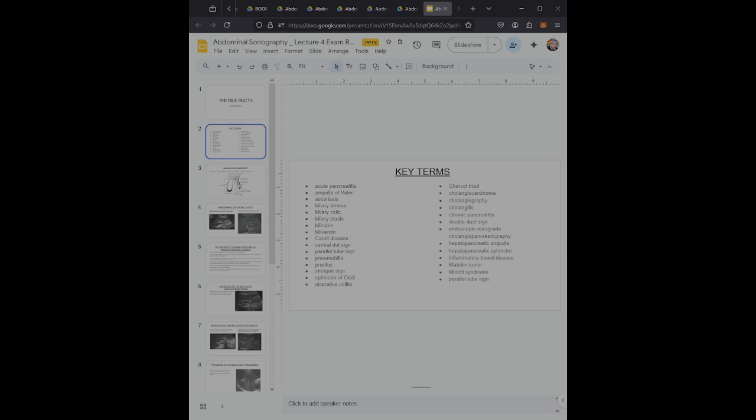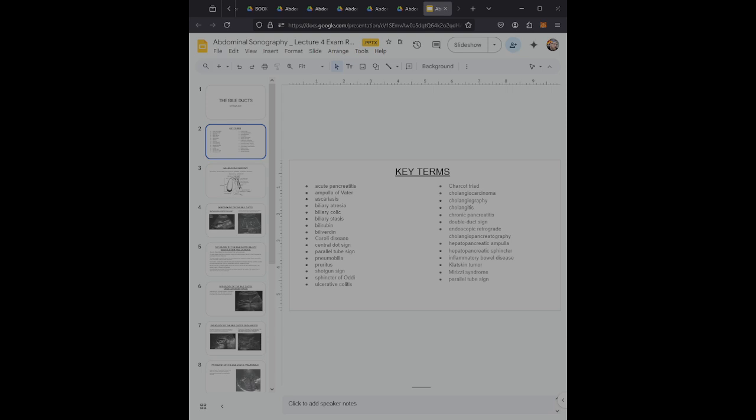Ascariasis is an inflammation of the small intestine caused by Ascaris lumbricoides, a parasitic roundworm. Biliary atresia is a congenital disease described as narrowing or obliteration of a portion of the biliary tree. Biliary colic is pain secondary to the blockage of the biliary tree. Biliary stasis is a condition in which bile is stagnant and allowed to develop into sludge.